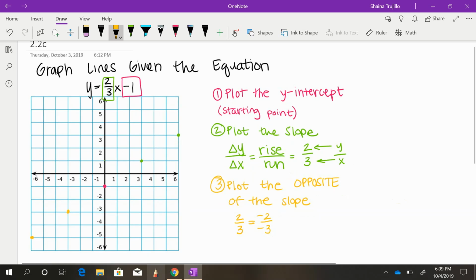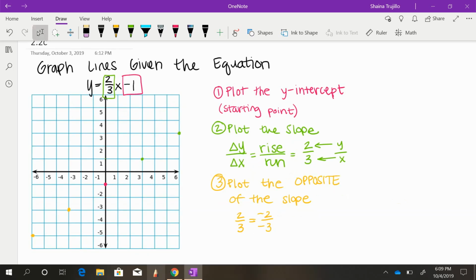Now, all I have to do is just to draw and extend our line. Okay, so we're going to connect all the points.